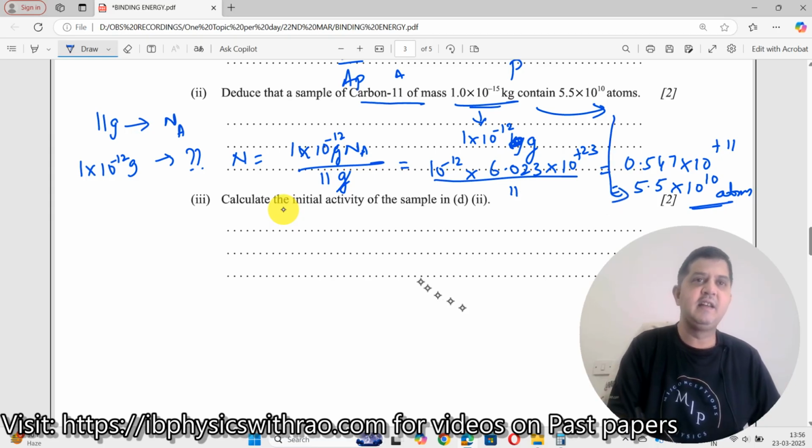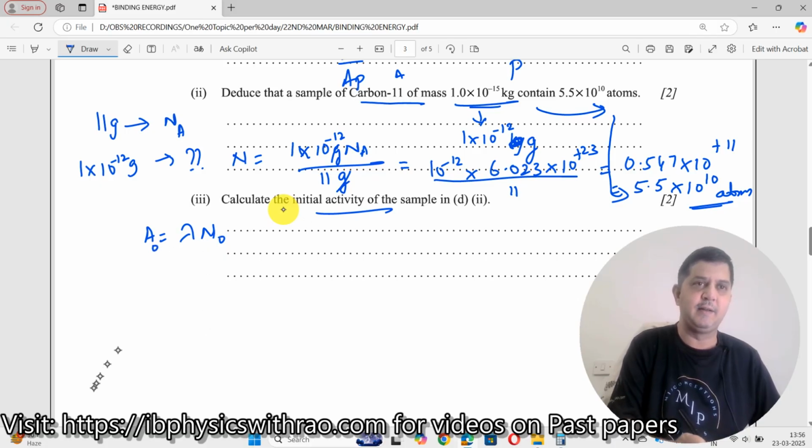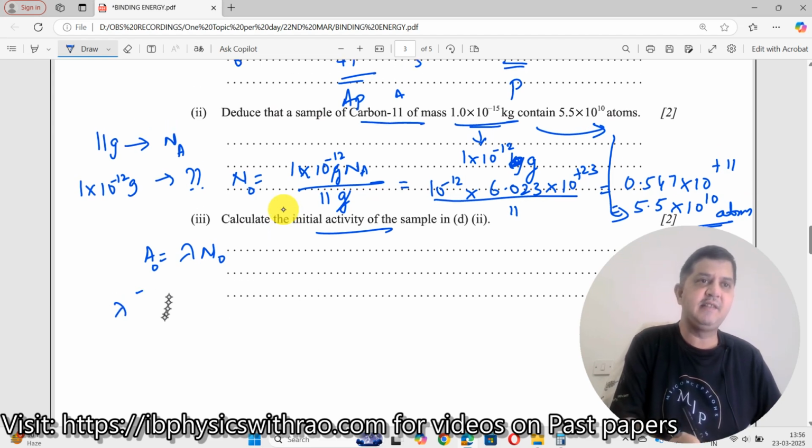Look at this. Calculate the initial activity of the sample in D2. We need to find out the activity. How are you going to relate the activity to this? What is activity given by? Activity is equal to lambda times N0. This is the initial activity, so I put A0 here. N0 we already got. What's the value of lambda? Lambda we need to find.